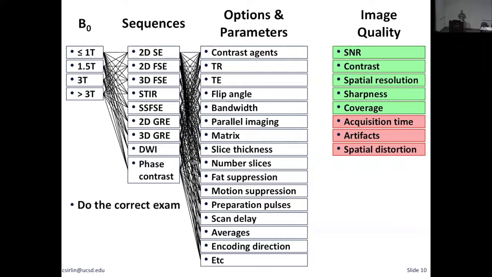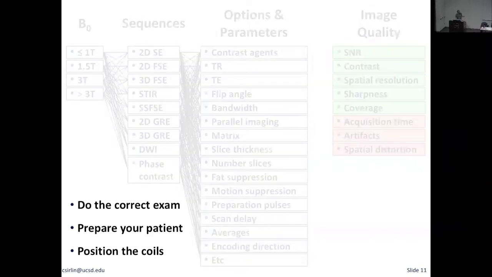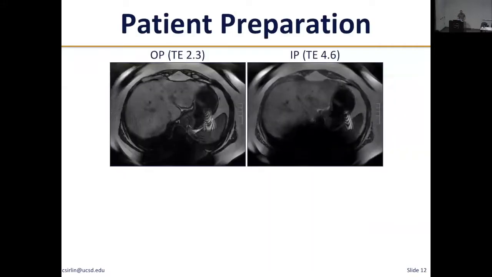The first is do the correct exam. The second is to prepare your patient. And the third is to position the coils. And if you do those things, do the correct exam, prepare your patient, and position the coils, then you have won 95% of the battle. So I'm going to spend a few minutes talking about 95% of the battle, and then I'm going to spend the rest of the lecture talking about all this other stuff that's really only 5% of the battle. So let's talk about 95% of the battle.